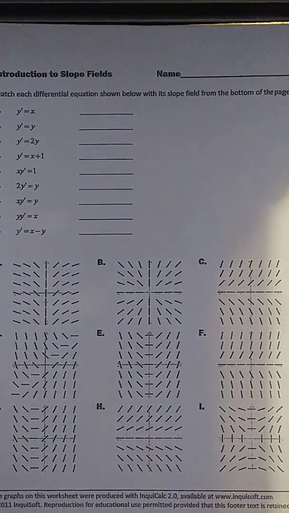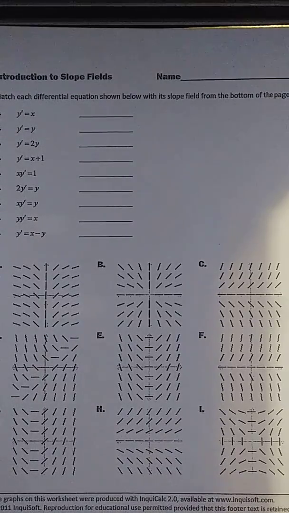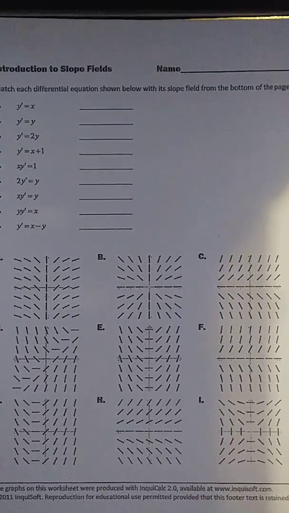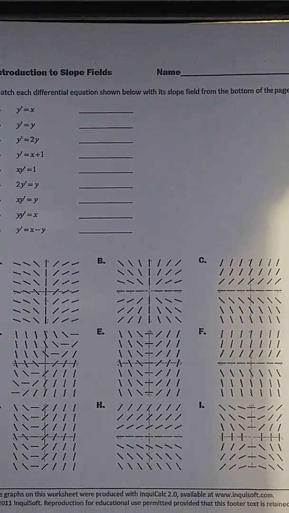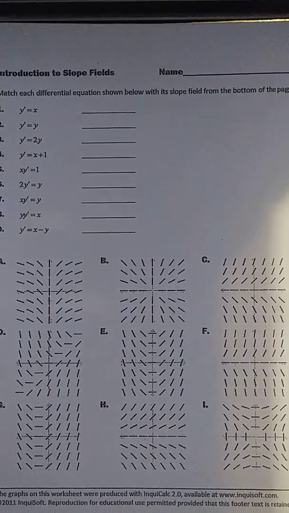Sorry, there's my dog. The very first thing that I look for is a slope field with only one variable that affects its differential equation. So I'm going to look just at the first slope field here, slope field A.